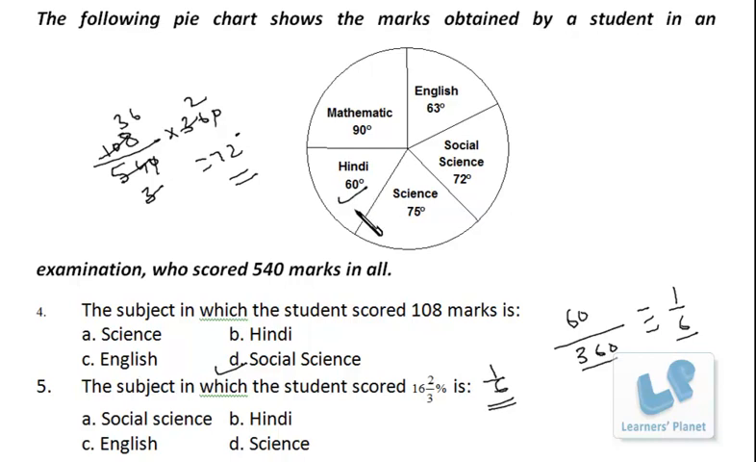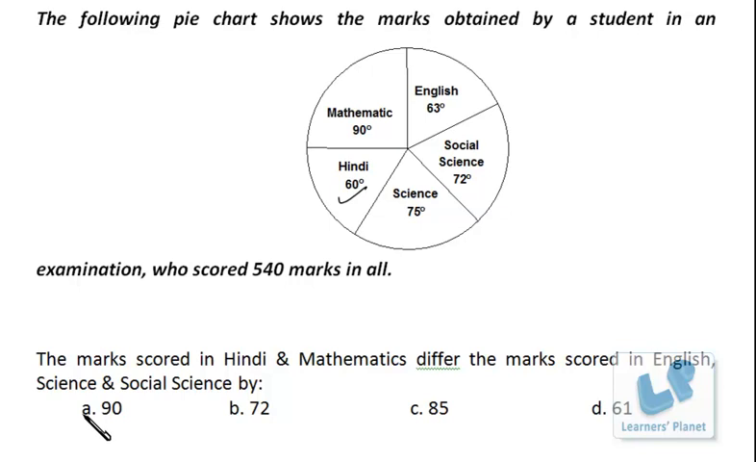You don't have to go for any sort of paperwork. What you want is the ratio 1 by 6. So if 6 is 360, 1 will be 60, right? So answer to this problem is Hindi. I hope you are clear.